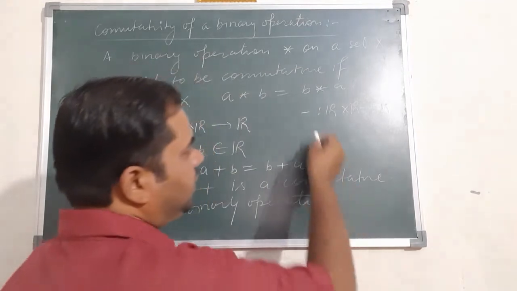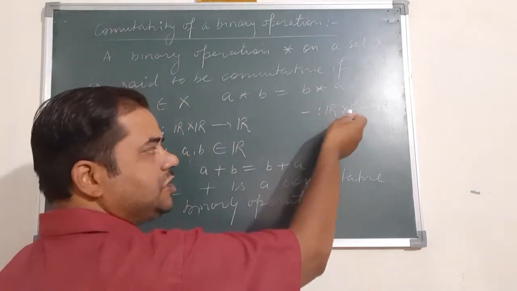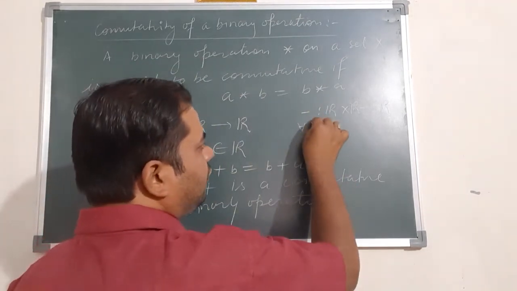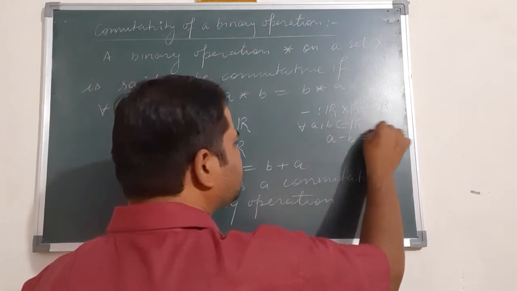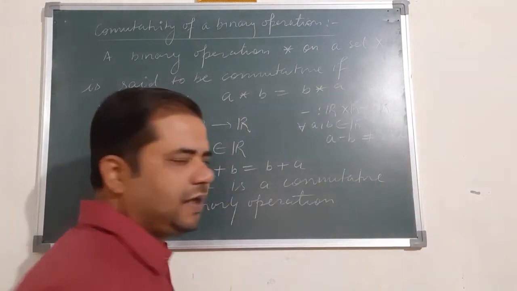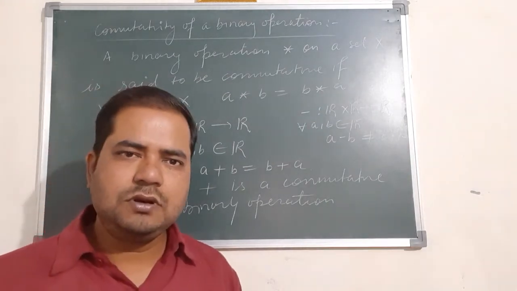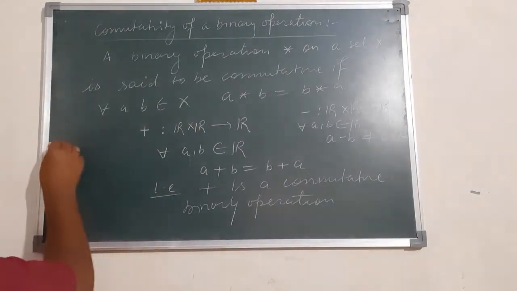Okay, so subtraction, that means minus, is not a commutative binary operation, because for a, b belonging to R, a minus b does not equal b minus a. You may have understood? Okay.